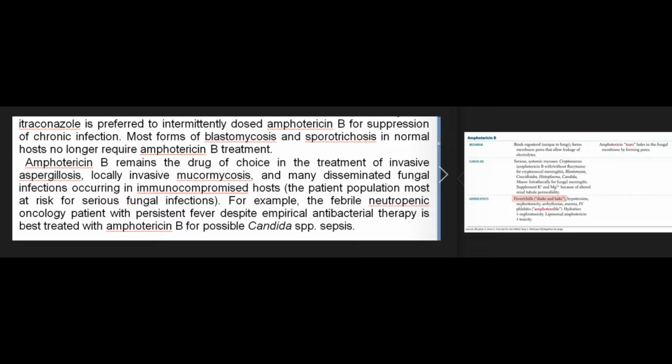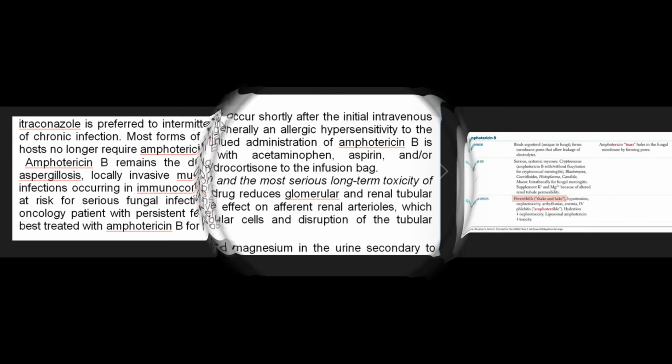Amphotericin B remains the drug of choice in the treatment of invasive aspergillosis, locally invasive mucormycosis, and many disseminated fungal infections occurring in immunocompromised hosts, the patient population most at risk for serious fungal infections. For example, the febrile neutropenic oncology patient with persistent fever despite empirical antibacterial therapy is best treated with amphotericin B for possible Candida species sepsis.